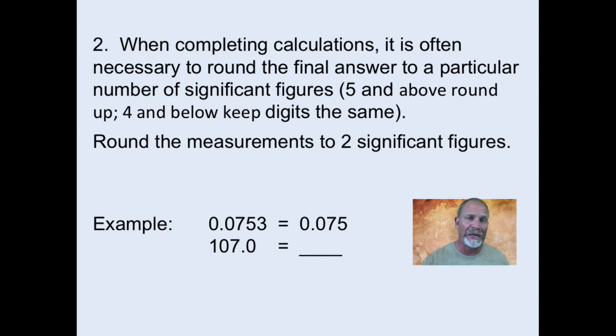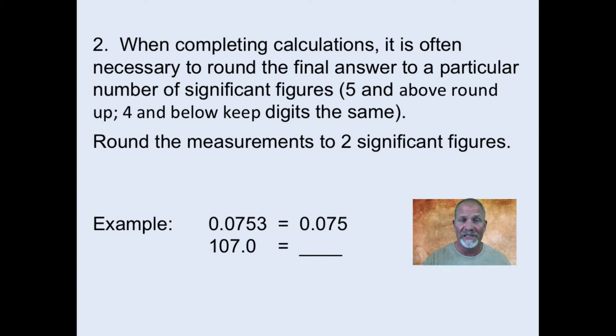significant. For example, 0.753, right now it's 3 sig figs, but my rule of thumb is I want these answers only at 2 sig figs, so I look at the 3, it's 4 or below, therefore I drop it. I'm not going to leave it. I have to drop it. If I left it, it would still remain as 3 sig figs. I literally drop it off, so it's 0.75. Then 107.0. In this situation, I want 2 sig figs, so I have 107.